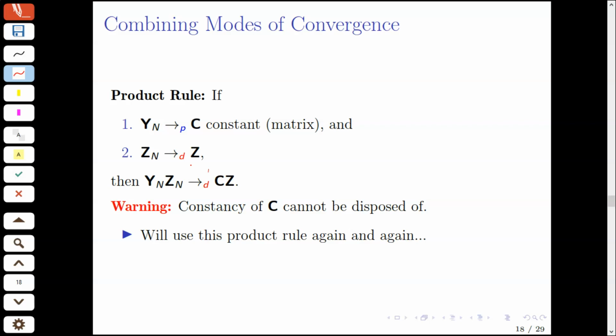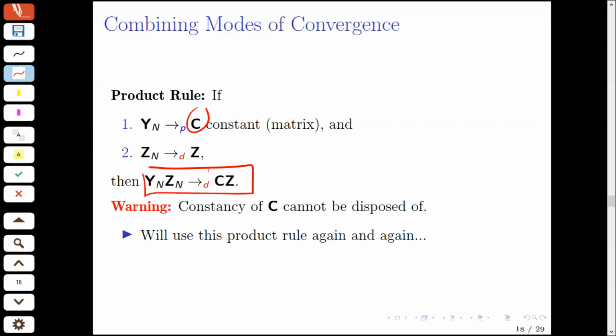Now, I want to stress that constancy of the limit of the Yn's, that is, constancy of this possibly matrix C, cannot be disposed of. That is, if the limit of the Yn's is random, if the probability limit is random, then this latter convergence need not hold. So be careful when applying this rule. However, this rule will hold in our case, and we'll use this product rule again and again.